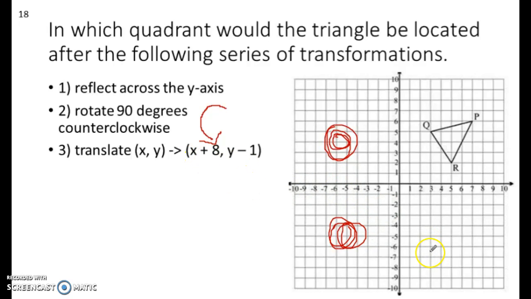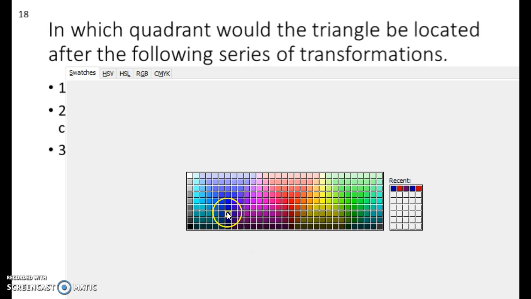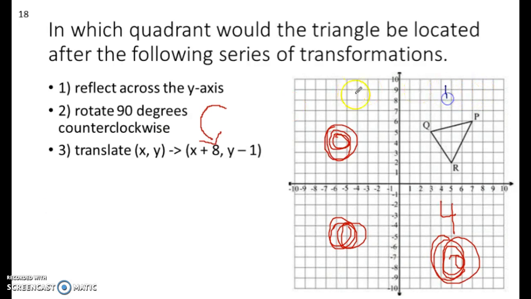And then if I translate, if I move this 8 units in the x direction, so 8 units to the right, and then 1 unit in the y direction, 1 unit down, it's going to end up somewhere over here. So the quadrant would be the 4th quadrant. And in case you forgot how to number your quadrants, they go 1, 2, 3, 4. So after this series of transformations, I would end up in the 4th quadrant.